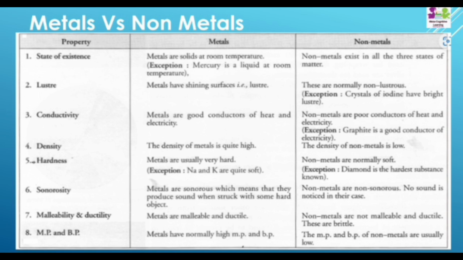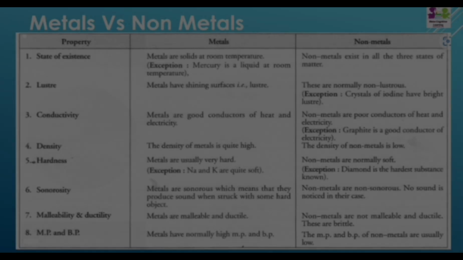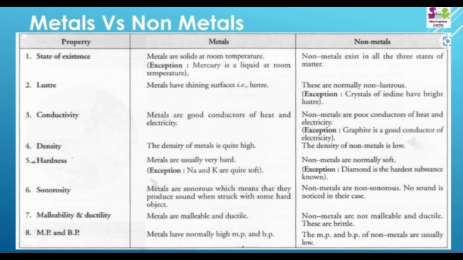So we use copper. Copper metal is drawn into thin wires. And again, gold: even though it is a small gram of gold, you can make a big chain. It is all because of this ductile property. And non-metals are generally not malleable and ductile.